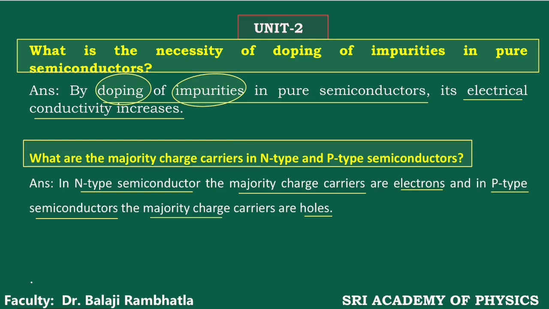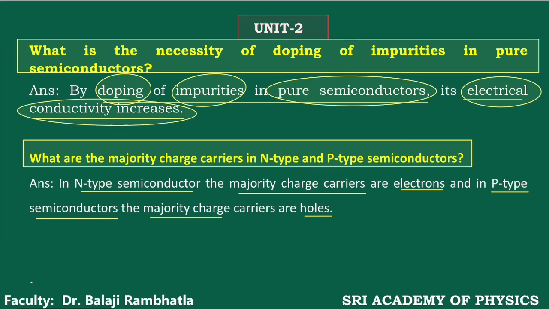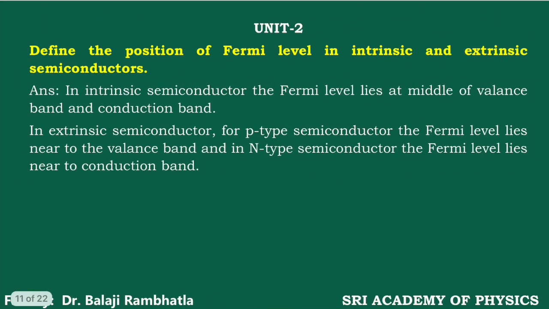So by adding impurities in a pure semiconductor, what happens? Its electrical conductivity increases. For that purpose, we are adding impurities in pure semiconductors. By adding impurities, you have two types of semiconductors. One is N type semiconductor and the other one is P type semiconductor.